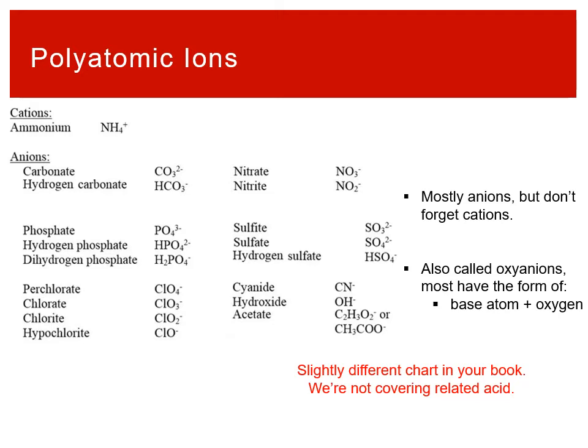These are the ones that I'm going to expect you to know. There's a slightly different chart in your book that also talks about related acids. We're not going to go into that. I just want you to know, in this case, name, formula, and charge. And there are some tips and guidelines that we can use to learn those things. One of the things you'll see right away is that they're mostly anions, and a lot of them contain oxygen. A lot of those anions contain oxygen atoms. So those are called oxyanions, because they have the base form of basically some sort of atom that's not oxygen plus some oxygen: 1, 2, 3, 4 oxygens, however many they have.